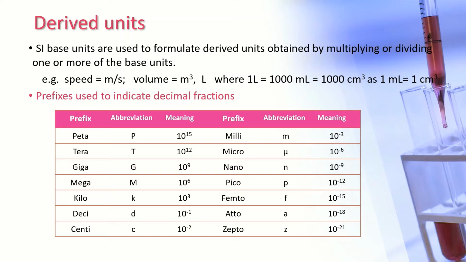Deci, small d, is 10 to the power of negative 1. Milli is small m, 10 to the power of negative 3. Micro, or mu, is 10 to the power of negative 6. Nano, or small n, is 10 to the power of negative 9.